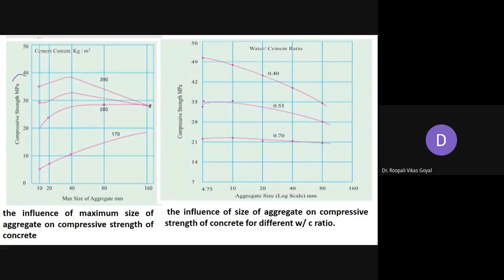So here this graph shows the compressive strength versus maximum size of aggregate. You can see here the cement content in kg per meter cube is given: here 390, in between this 392, here this is 280, so somewhere here it is around 300, here 170. So here you can say that this one is the rich mix and this one is the lean mix. The one with lower cement proportion is the lean mix, and the one with higher cement proportion is the rich mix.